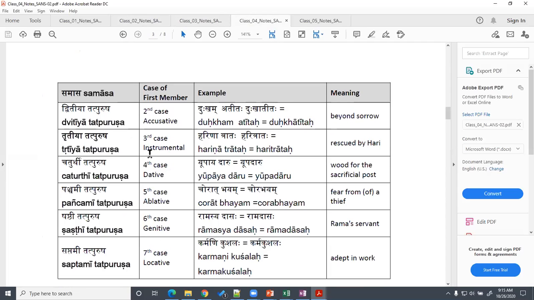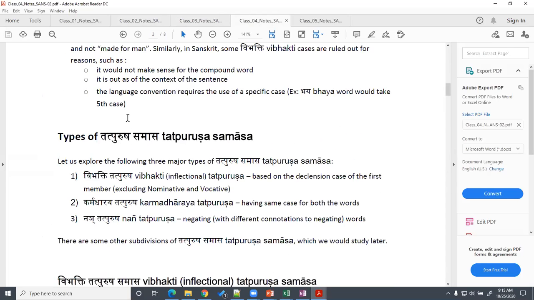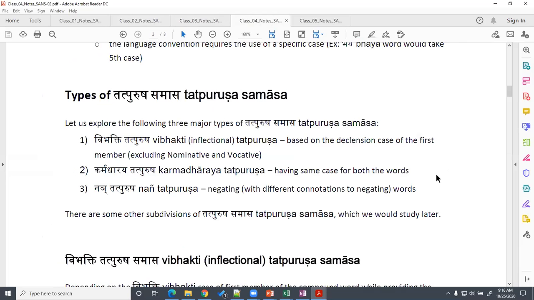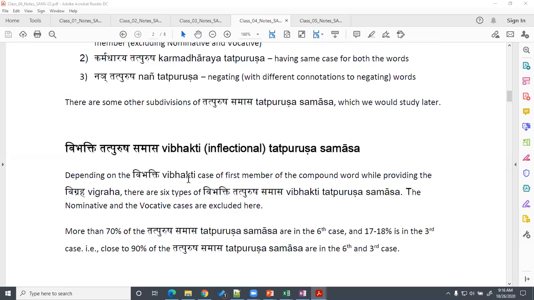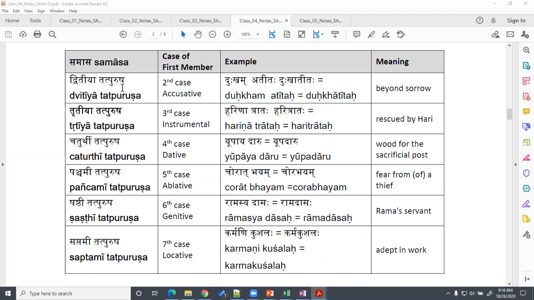So one of the very common Tatpurusha samasa is the Vibhakti samasa. So Tatpurusha samasa is of 3 types: Vibhakti Tatpurusha, Karmadharaya Tatpurusha, and Nan Tatpurusha. So Vibhakti Tatpurusha is based upon the declension of the first member. So this is the more common among all the Tatpurusha.